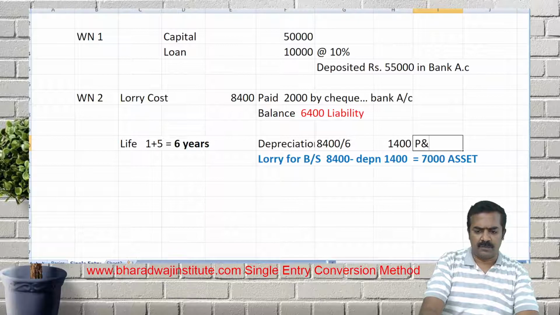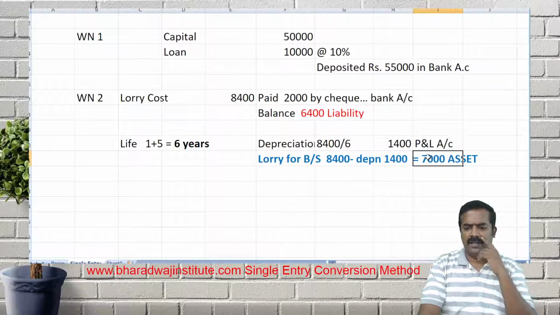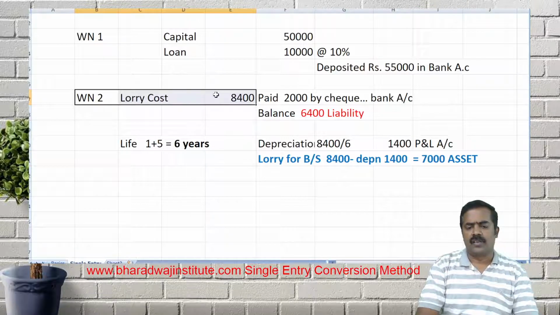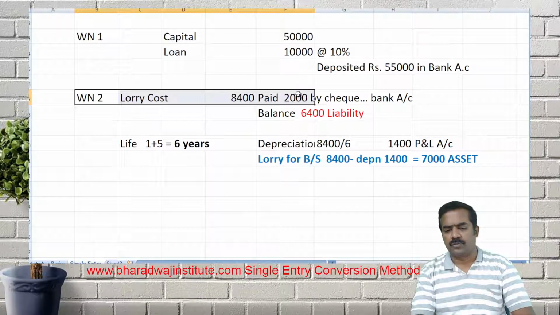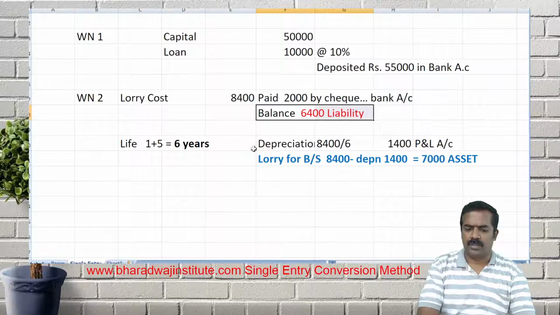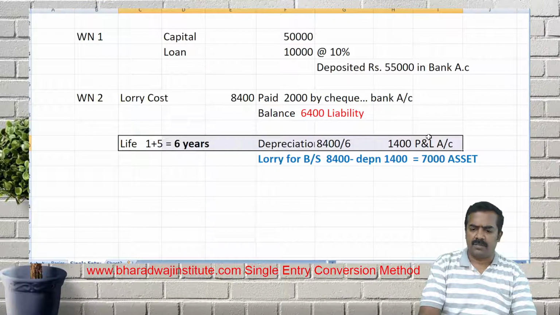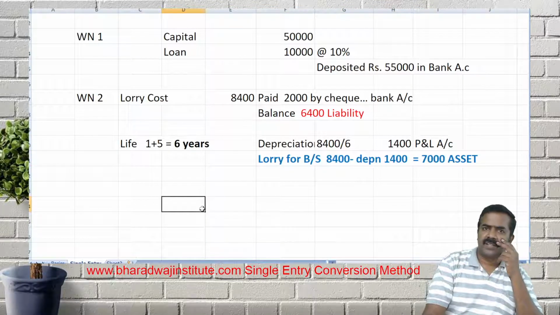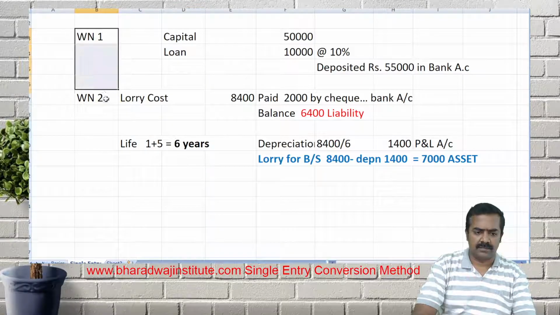Depreciation you will charge in, of course, the P&L account, and record 7,000 as an asset in the balance sheet. So what is the lorry order cost? 8,400. 2,000 paid by cheque will come in bank account. Balance will be shown as a liability. Depreciation will be charged in which account? P&L. Lorry for the balance sheet, how much? 7,000 will be recorded as an asset.